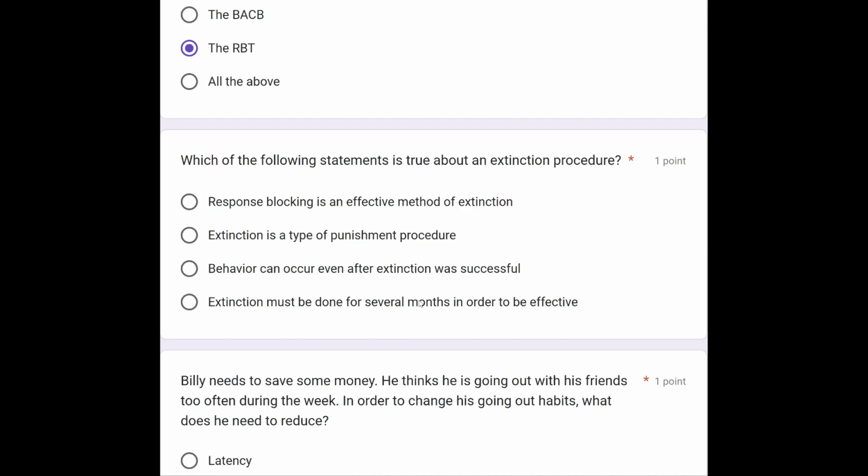How well it's implemented, how often it's implemented, how consistently it's implemented, previous reinforcement schedules, reinforcement history. Many, many factors go into it. Sometimes extinction works immediately. Sometimes it does take a very long time. But this is a very definitive statement that just isn't always true. What is true, though, is that behavior can always occur even after extinction was successful. Spontaneous recovery is something that can occur whenever, right? The behavior's been gone for a long time, and all of a sudden, it comes back.